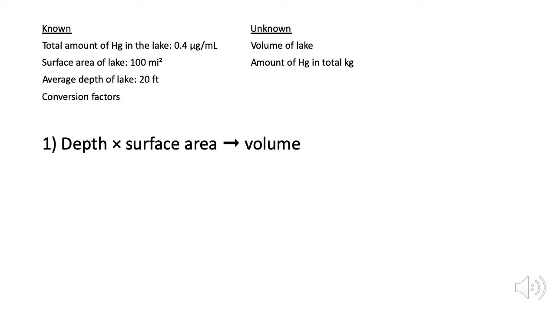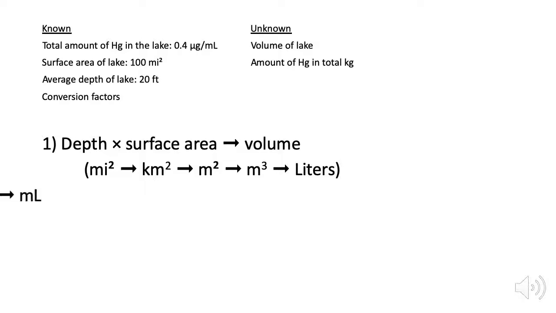Step one, I'm going to try to find that volume. Basically, all I need to do is multiply depth by surface area, but I need to have some consistent workable units. So my plan, personally, is to go from square miles to square kilometers to square meters. I can convert the feet to meters as well. That'll eventually give me cubic meters, and I can convert cubic meters to liters, which is a unit of volume, relatively easily. Once I have liters, I can convert that to milliliters.